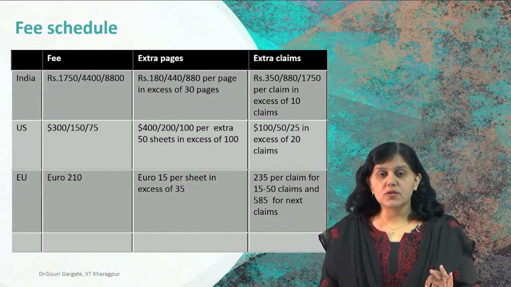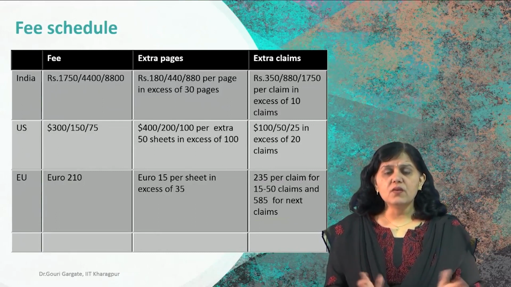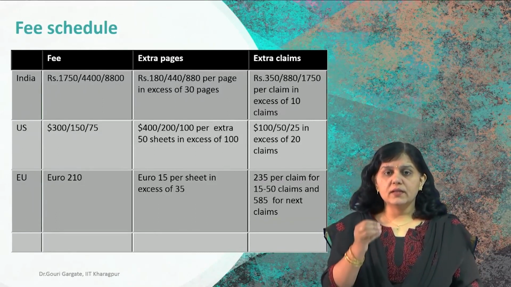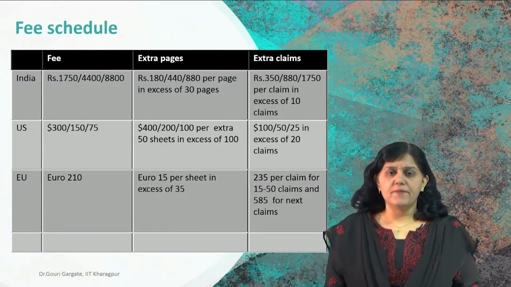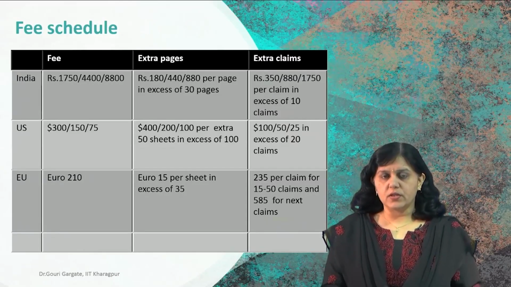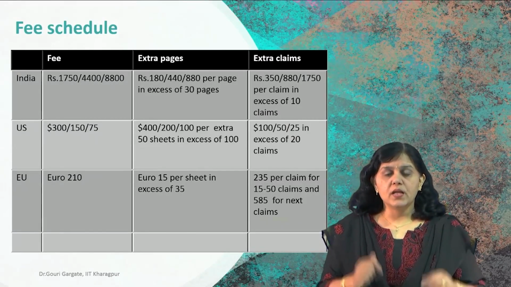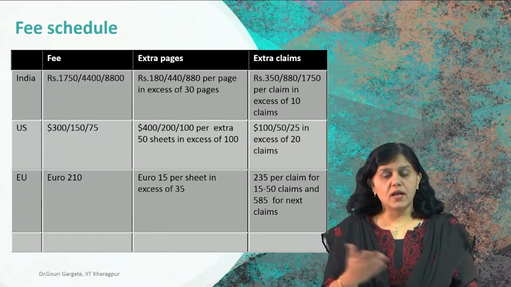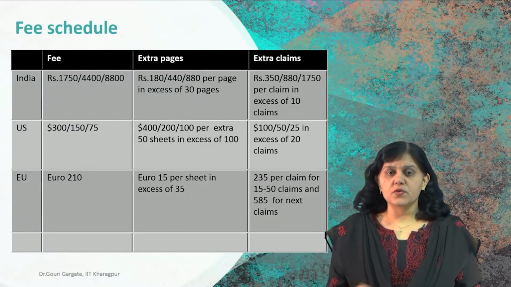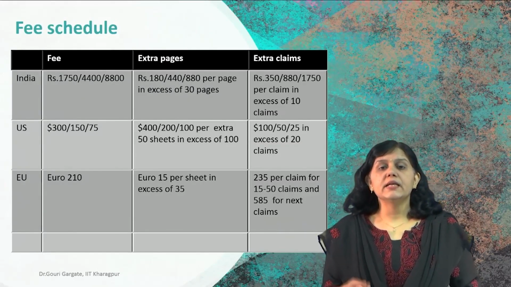Yes, for claims also there is a limit. What is that limit? You can have a maximum of 10 claims in the patent as a normal patent. So, 30 pages and 10 claims. Now, if you have extra claims, because there are patents having 1000 claims also, what will happen in that case?